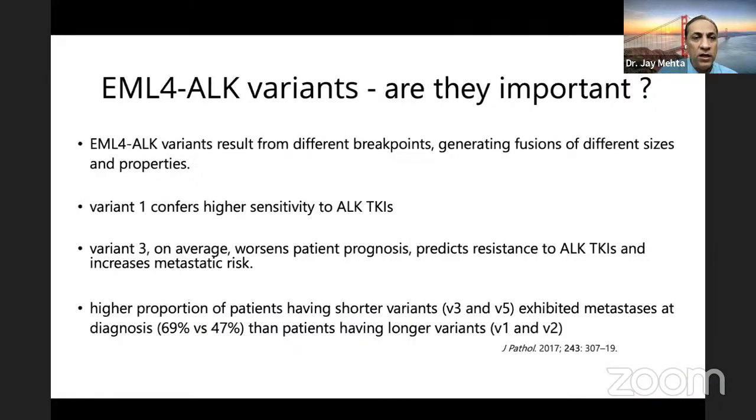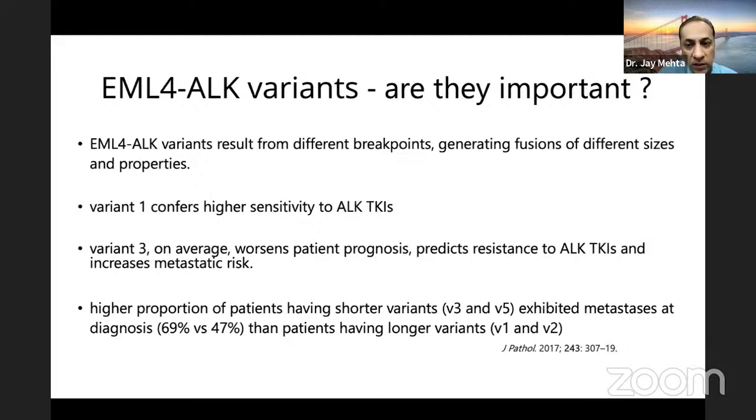What about the EML4-ALK variants? Is it important to understand the variants? I would think so, yes. Variant 1, for example, confers higher sensitivity to ALK TKIs. Variant 3, on average, worsens the patient's prognosis, predicts resistance to all ALK TKIs, and increases the metastatic risk. So it's important to understand which variant, even if you get the EML4-ALK fusion.